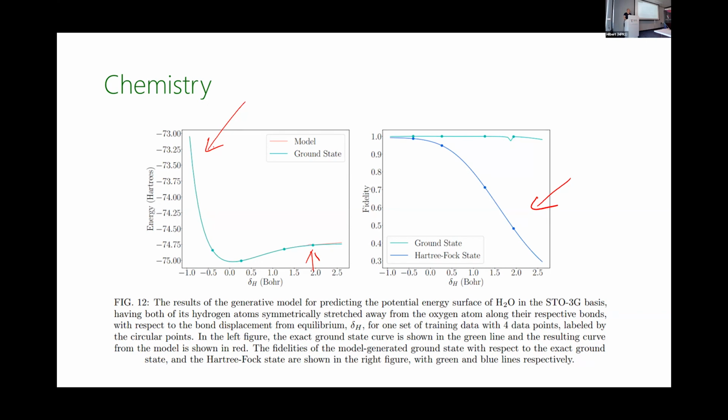So this shows that generative training can work really, really well, and we tested it basically on hydrogen chains and larger examples. All the ones that we looked at.